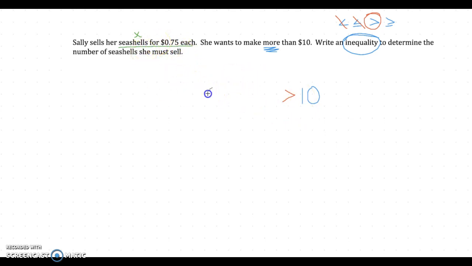And so we have 75 cents per seashell, and I don't know how many those are, so I have to have a variable, and so 75 cents X. And nothing else is going on. She doesn't have a starting cost or anything like that, or didn't have any extra money. So we just have 75 cents X needs to be more than $10. And I always kind of triple check and walk through that like I just did so that we can make sure it makes sense with the story. And this one does, so we are good.